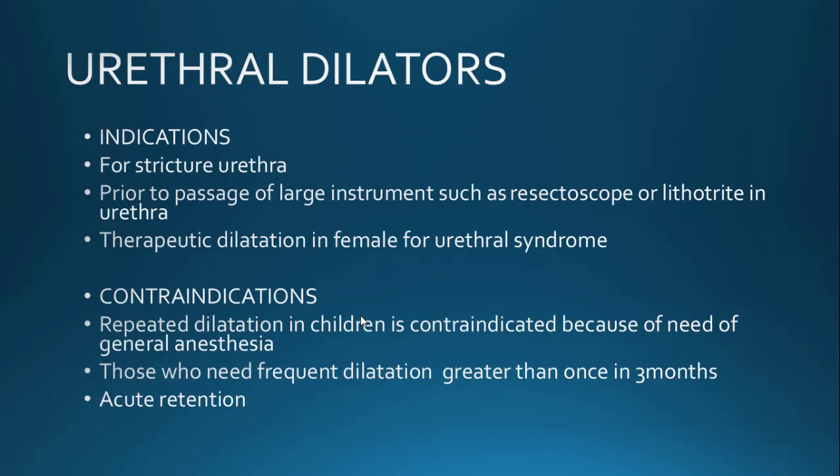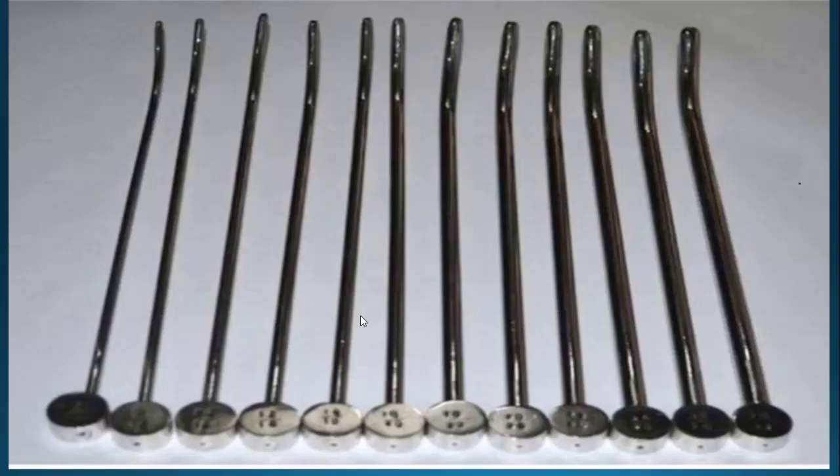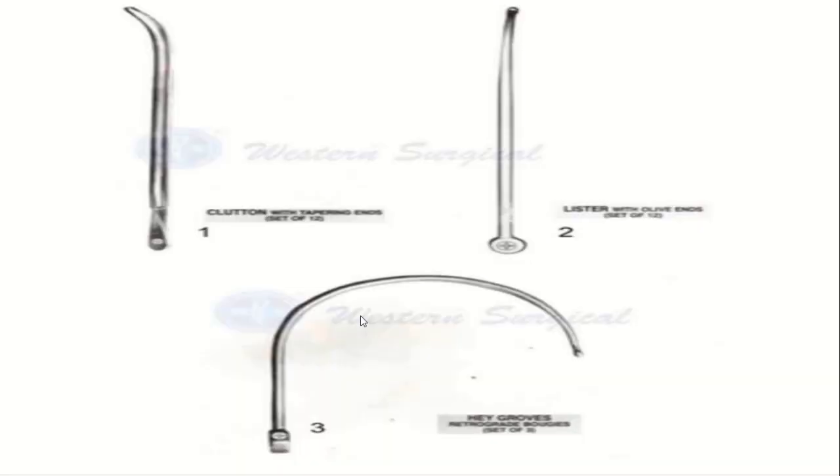Their contraindications are repeated dilatation in children, because of the need of general anesthesia, and those who need frequent dilatation greater than once in 3 months, it should not be done. And in acute retention, you should not go for urethral dilatation with metallic dilators because they are painful. They are basically of Clutton type and Lister with olive ends.